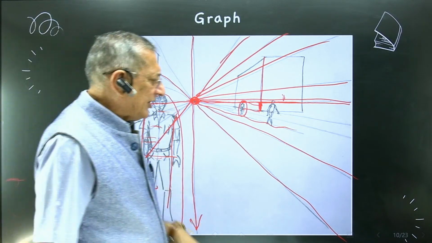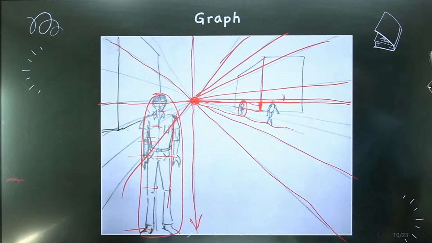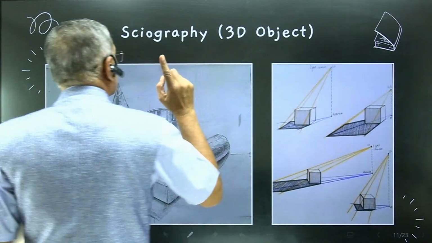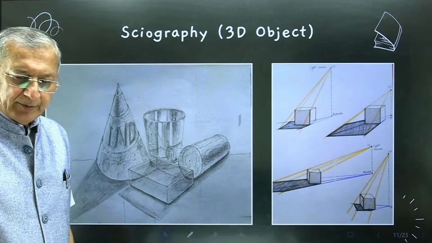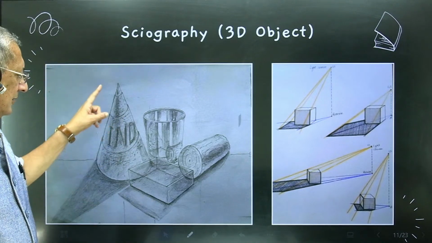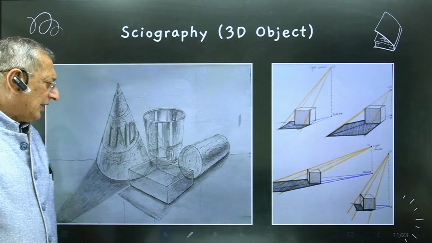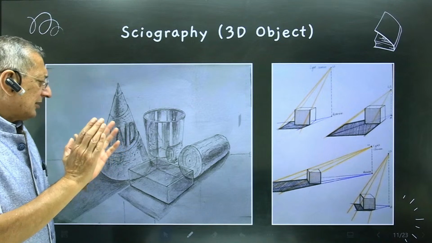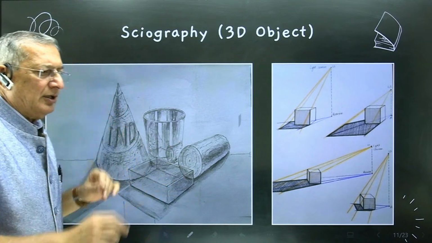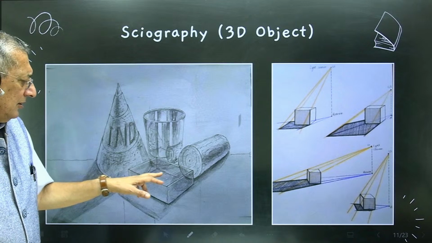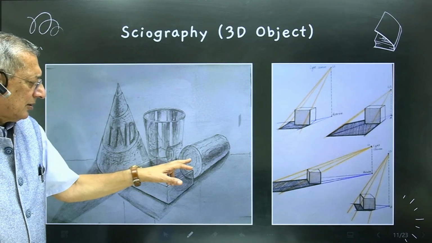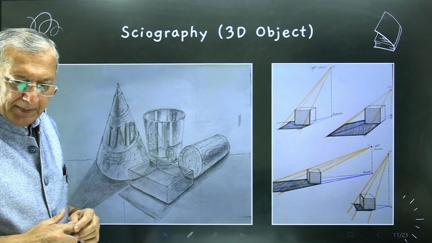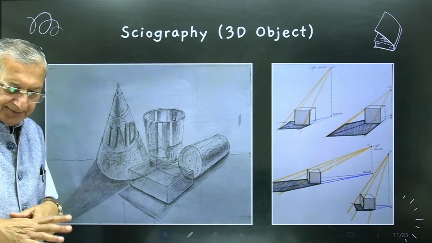So going ahead of this, let's look into what I have to show you. Coming back to the first topic, 3D object drawing, remember that? There may be a question saying that there is a cone, there is a glass, and there is a wooden cylinder, and there is a glass piece. This is glass and this is glass. Okay.